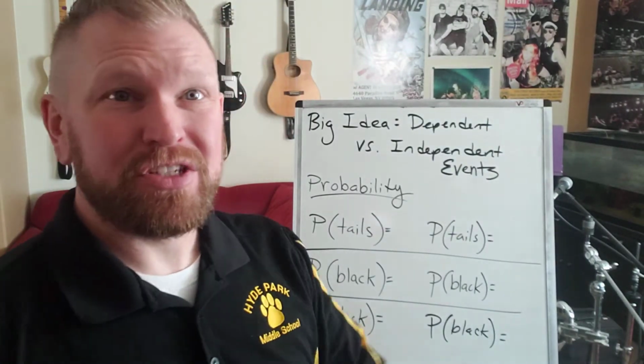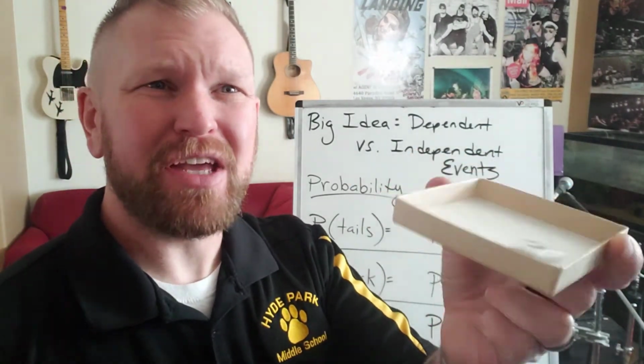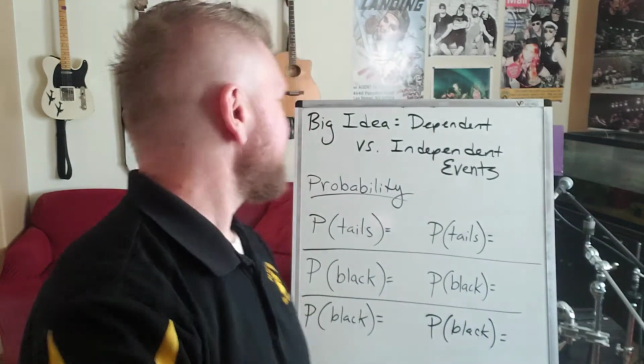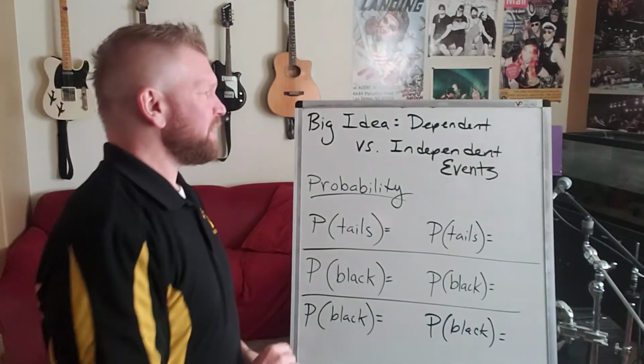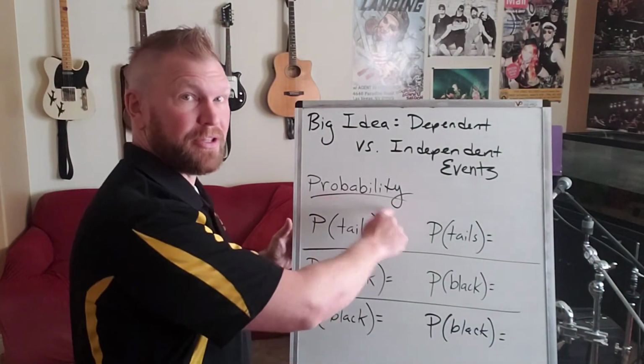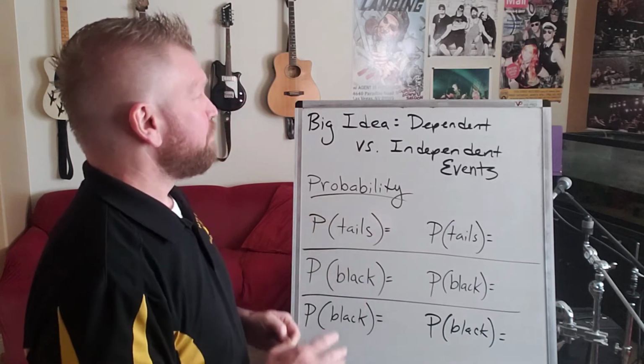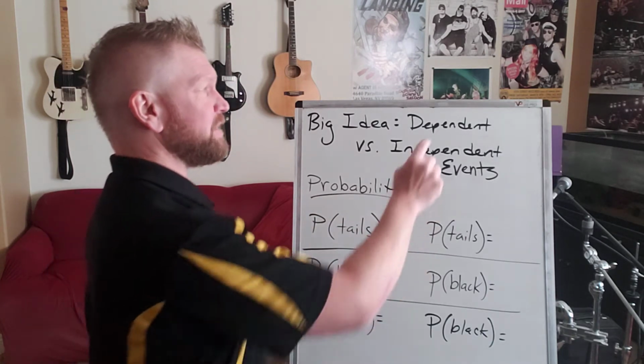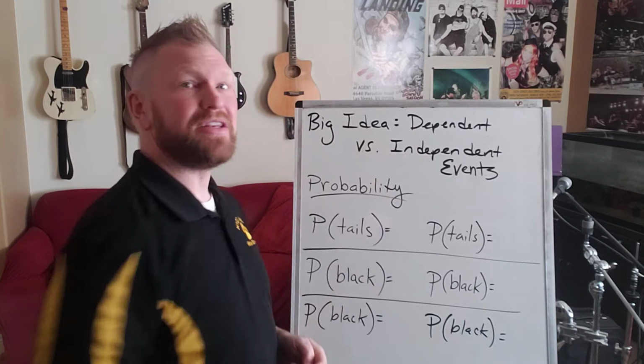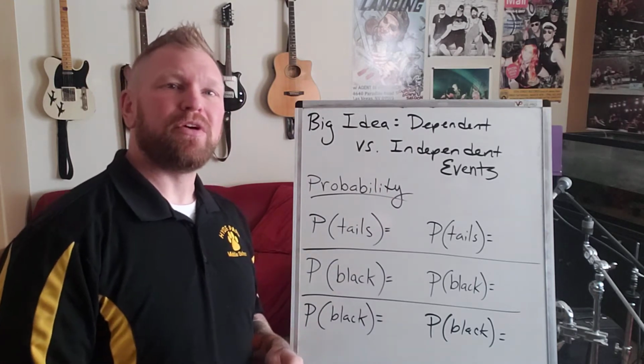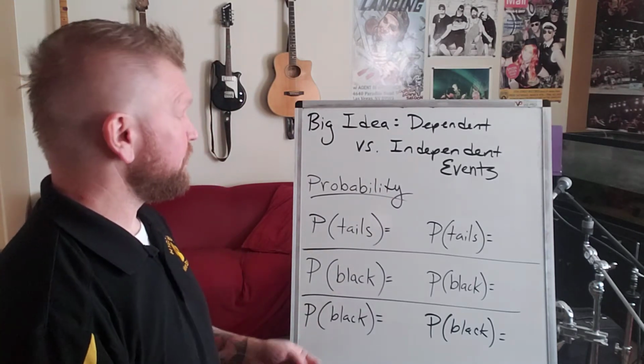All right, for this question, it's about rolling a die. But before we get to rolling the die, let's take a look at the big idea. The big idea is, well, first of all, it's about probability, which we've done. But more specifically, the big idea is about dependent versus independent events. Let me do some other probability questions to show you the difference between the two.